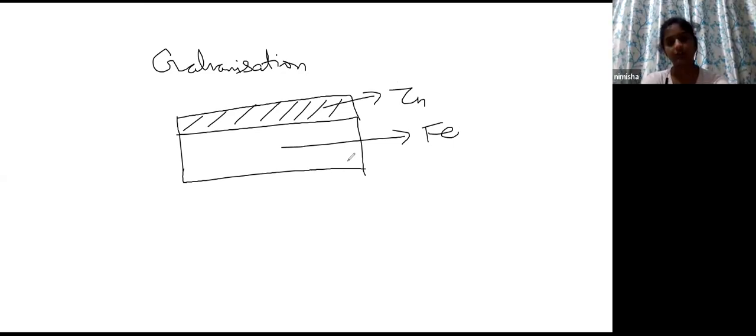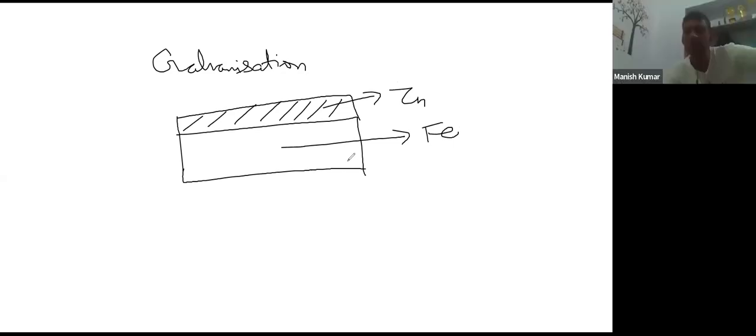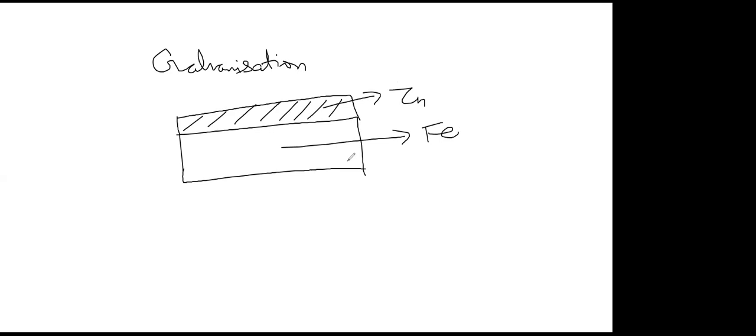Okay. If you are told to write about galvanization, then first of all you have to draw a diagram like this, and you have this thing is of what? Zinc. And what is this? Iron, we can write this. Suppose it is iron. Okay. Now to avoid rusting of iron, we have to coat it with zinc, isn't it? That is called as galvanization. Okay, now it is clear.